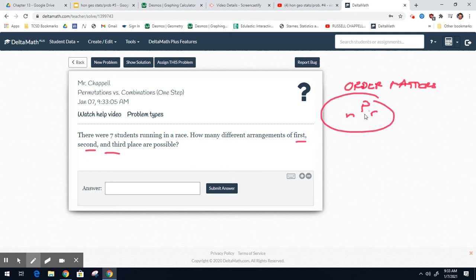Now, here's how I'm going to teach you how to do this. I'm not going to use the formula. You can, but I think that's cheating. There are 3 positions: first, second, or third. So how many people could win first place? 7, right? There's 7 racers. But once somebody wins first place, how many people can win second place? 6. And once someone wins second place, how many people can win third place? 5. And to me, that's a lot simpler, right? 7 times 6 times 5.